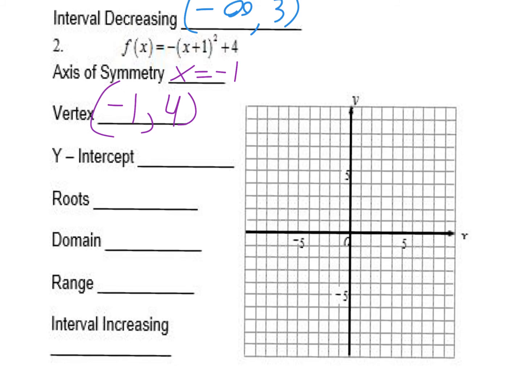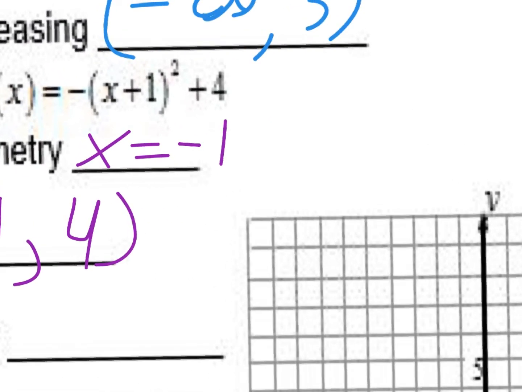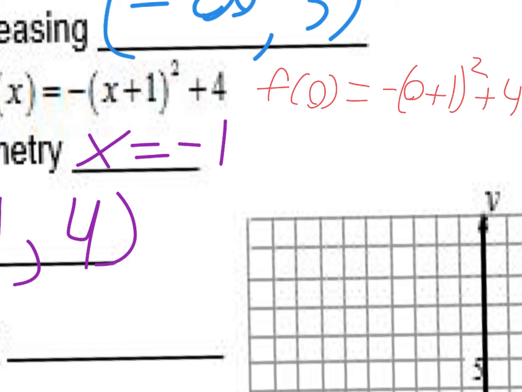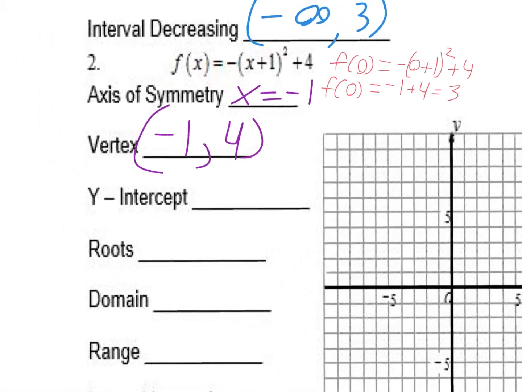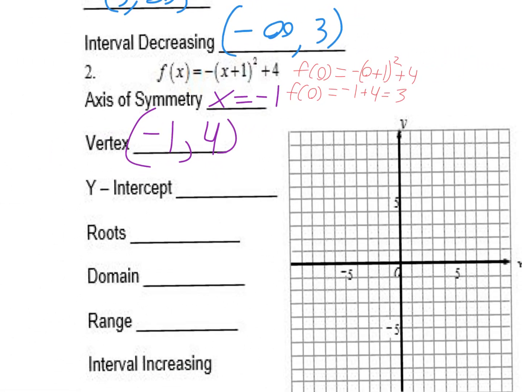Y-intercept: plug in that 0 into my equation, and I'll get f of 0 is equal to negative (0 plus 1) squared plus 4, which means that f of 0 is equal to negative, well, 0 plus 1 is 1, 1 squared is 1, so negative 1 plus 4, which comes out to be 3. So my y-intercept is going to be 0, comma 3.